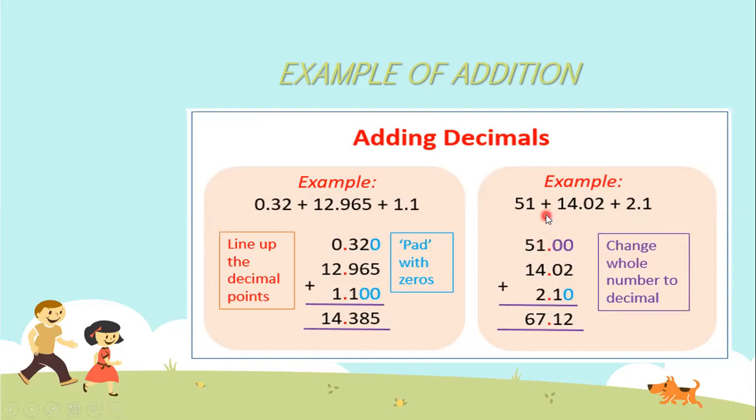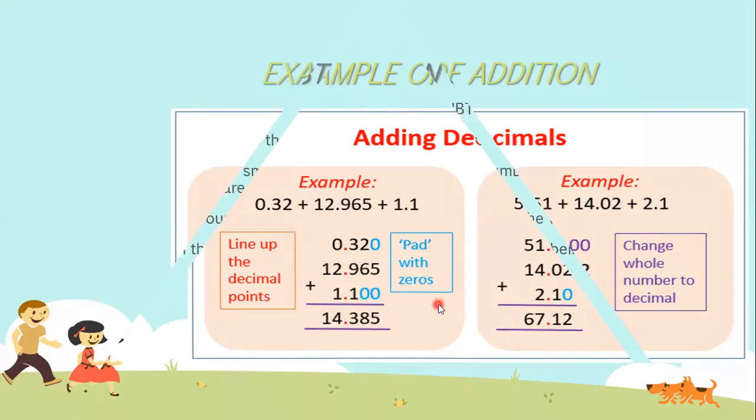Same way here: 51 plus 14.02 plus 2.1. You have to add this. 51 has no decimal point, no decimal, so what you have to do is keep zeros. 51.00, 14.02, next 2.10. This is how you have to arrange. Then add: 0 plus 2 plus 0 gives 2, and 0 plus 1 gives 1, and the decimal point you have to keep. Then 4 plus 2, 6, 6 plus 1, 7, 5 plus 1, 6. So the answer is 67.12. This is the way you add the decimals.